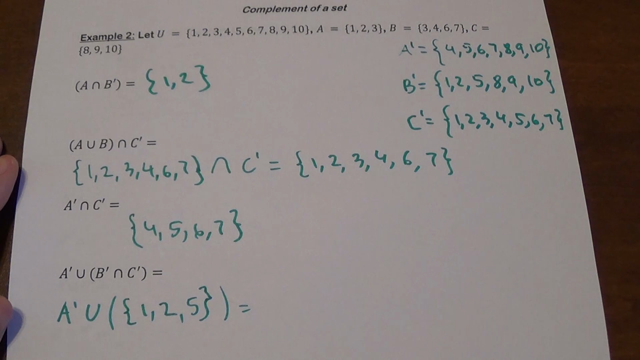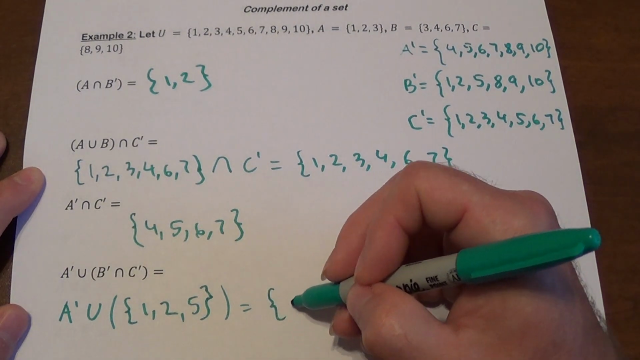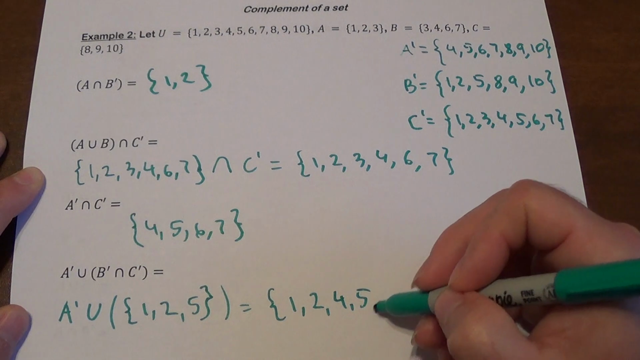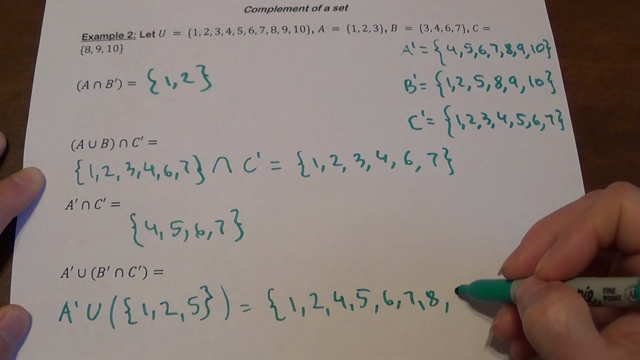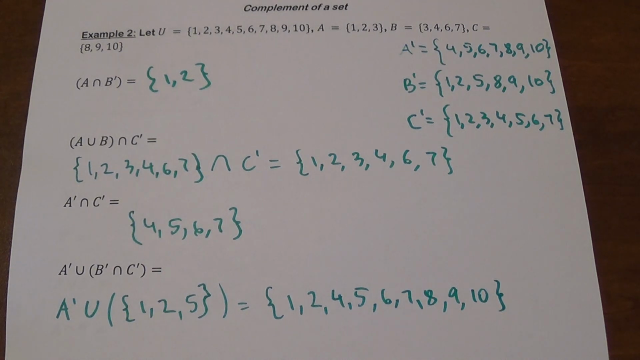And now you do the union of that with the complement of A. So that's going to give us 1, 2, and then 4, 5, 6, 7, 8, 9, and 10. Okay.